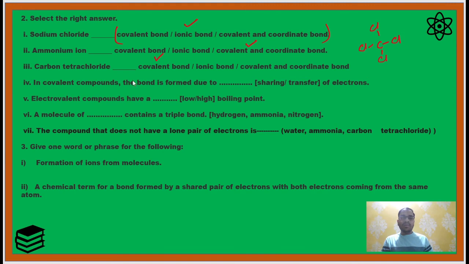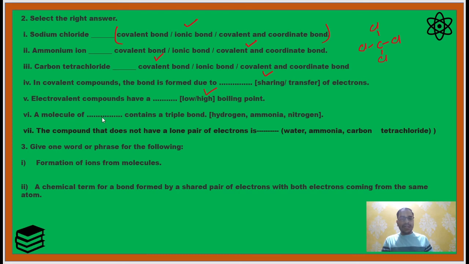In covalent compounds, the bond is formed due to sharing of electrons, okay? And in electrovalent compounds, you will have transfer of electrons. Why sharing? Because of the low electronegativity difference between the two combining atoms. Okay, electrovalent compounds have a high melting and high boiling point because of a strong force of attraction existing between the combining atoms.